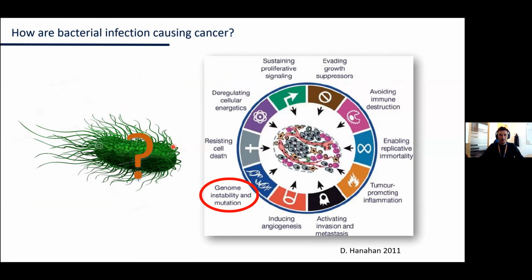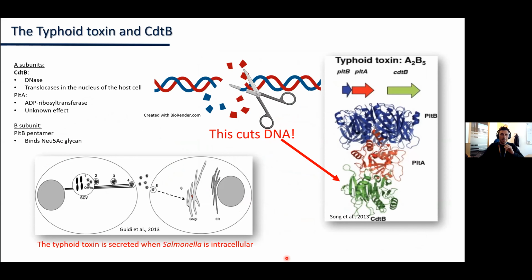We think this is very interesting because if we want to understand the association between bacterial infection and cancer, we should look at the hallmarks of cancer, which were published by Hanahan. Bacteria can contribute to many of these, but if we want to look at the direct impact of bacteria on cancer, we should look at genome instability and mutation. That's why we got interested in this bug, because of the typhoid toxin, which is expressed specifically by this strain.